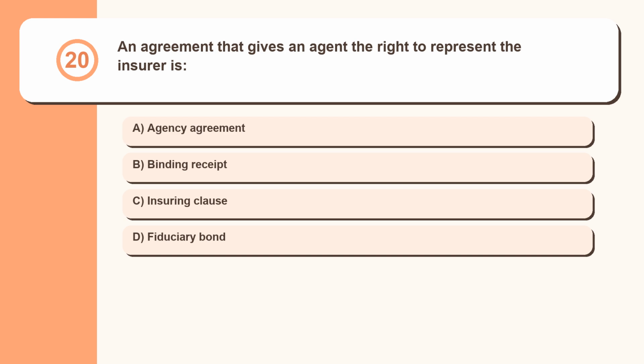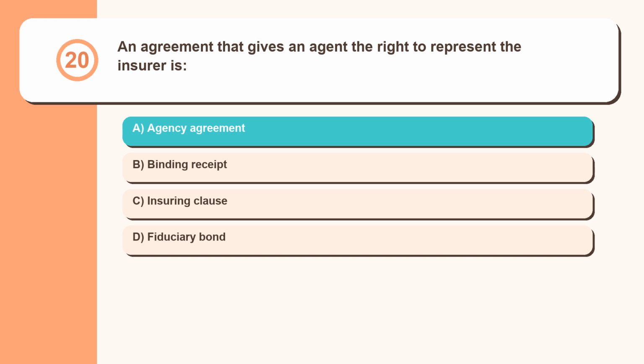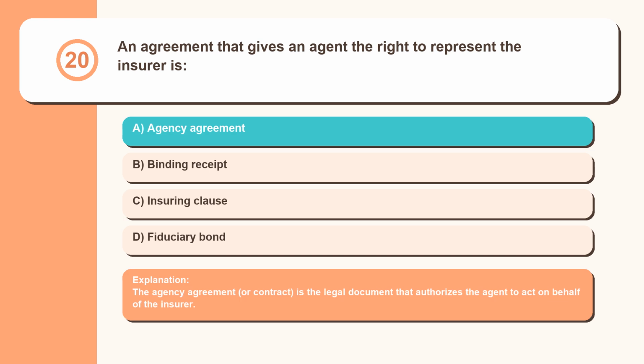Question 20. An agreement that gives an agent the right to represent the insurer is agency agreement, binding receipt, insuring clause, fiduciary bond. The agency agreement, or contract, is the legal document that authorizes the agent to act on behalf of the insurer.